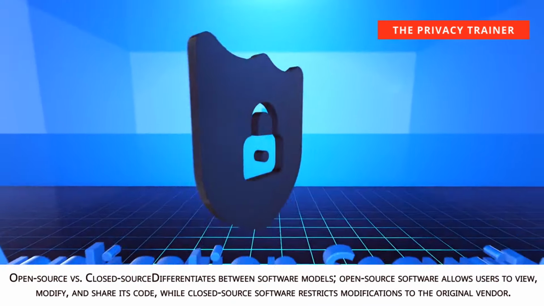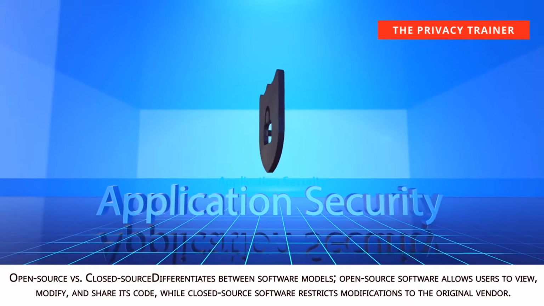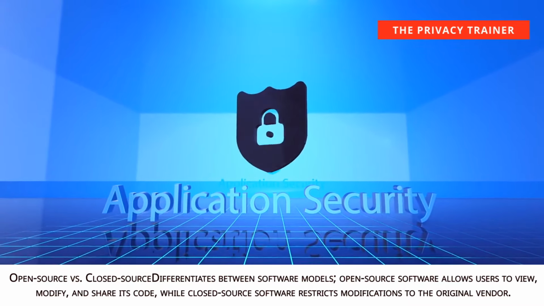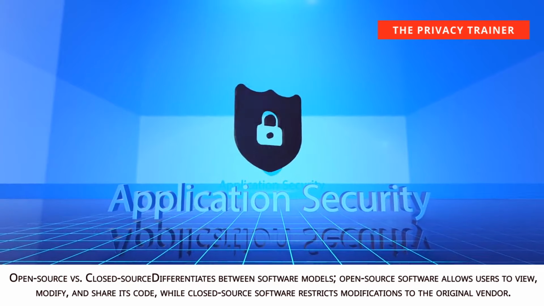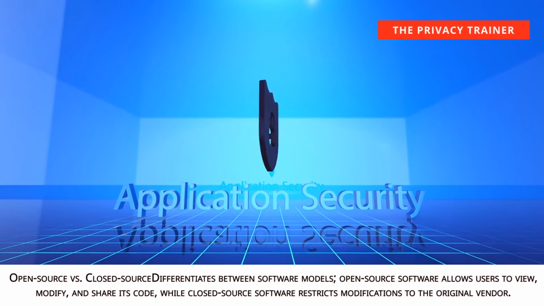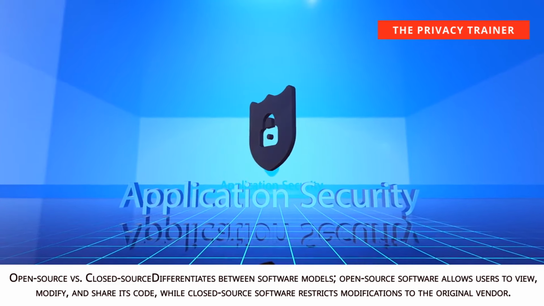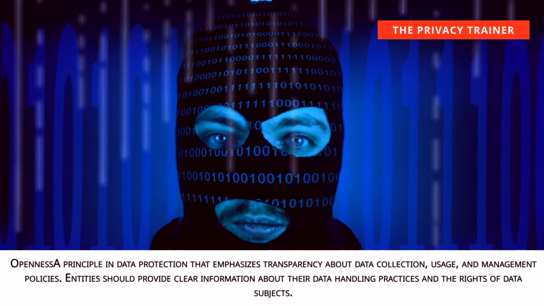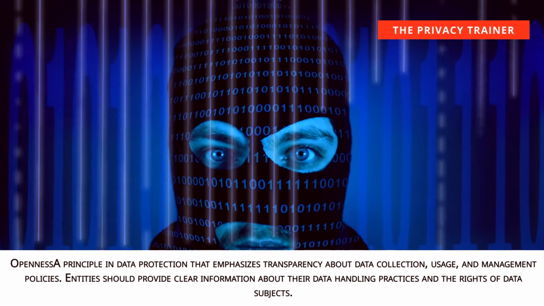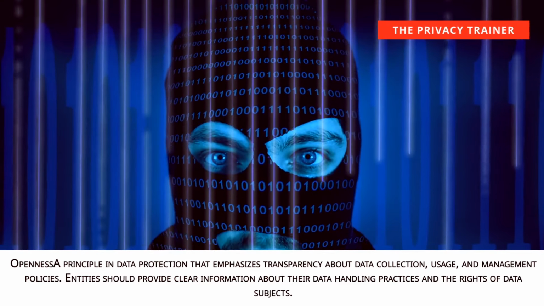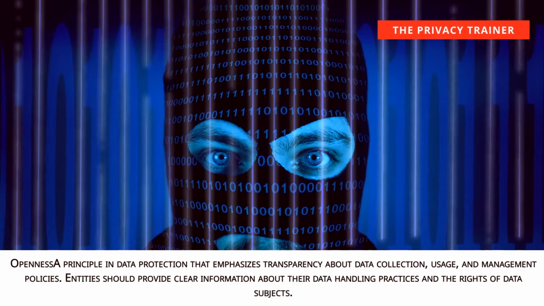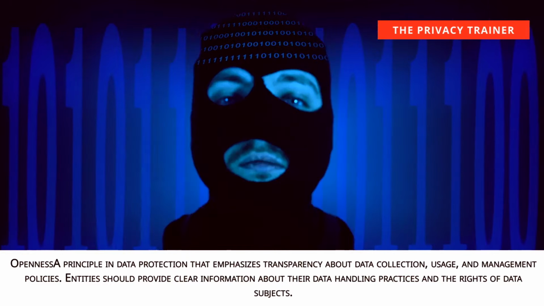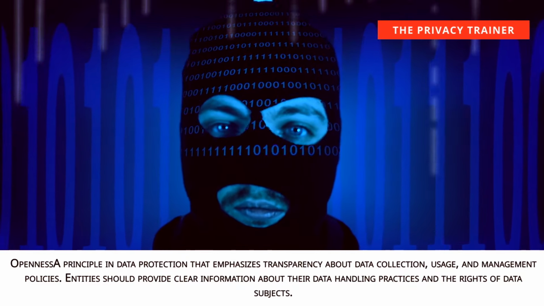Open source versus closed source differentiates between software models. Open source software allows users to view, modify, and share its code, while closed source software restricts modifications to the original vendor. Openness, a principle in data protection that emphasizes transparency about data collection, usage, and management policies. Entities should provide clear information about the data handling practices and the rights of data subjects.